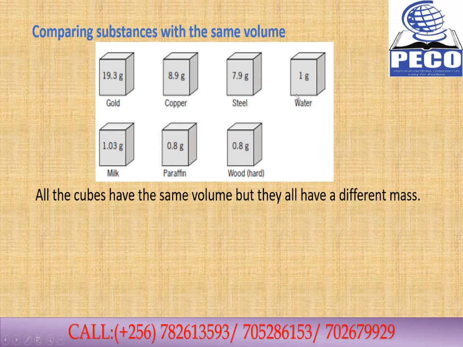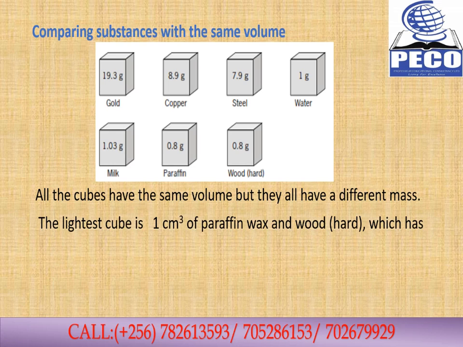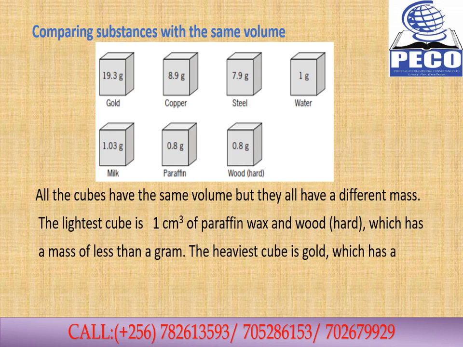Mass. Look at water. It has just 1 gram. Look at gold. It has 19.3 grams. But look at milk, 1.03. Paraffin, 0.8. So the lightest cube is 1 centimeter cubed of paraffin. When you look at these cubes, paraffin wax and wood, which have 0.8 and 0.8, which has a mass of less than a gram.